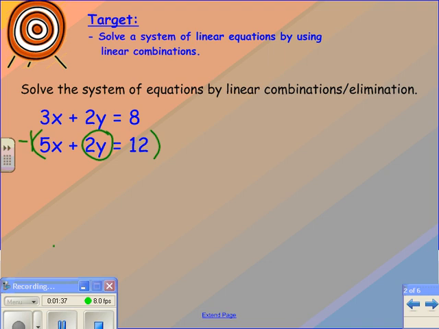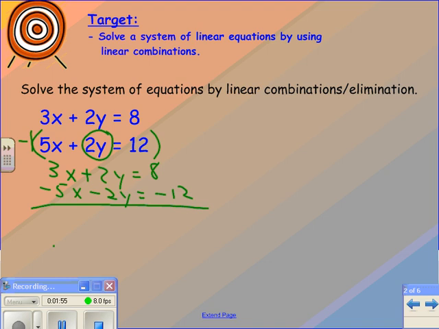So my first equation, 3x plus 2y equals 8, and then my new second equation, I'm going to distribute -1 to everything. That's going to be -5x minus 2y equals -12. Notice I multiplied everything in the equation, even the constant on the other side, by -1. Now I have my opposites in the y's, and that's what I want. They eliminate to 0. So let's add the rest of the equation.